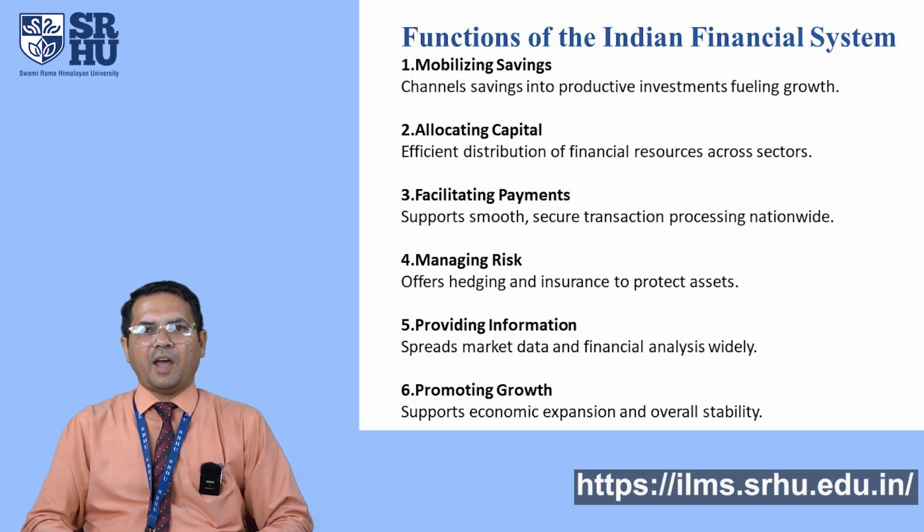The second function is allocation of capital. How does it allocate the capital? It ensures the efficient distribution of financial resources across various sectors of the economy. This means capital flows to the areas where it is needed most and can generate the highest return. That is the second one, allocation of capital.